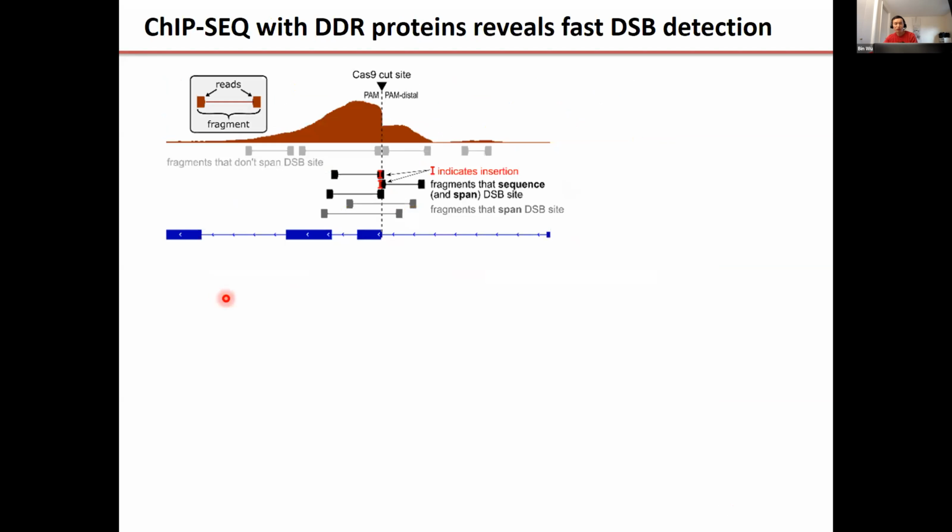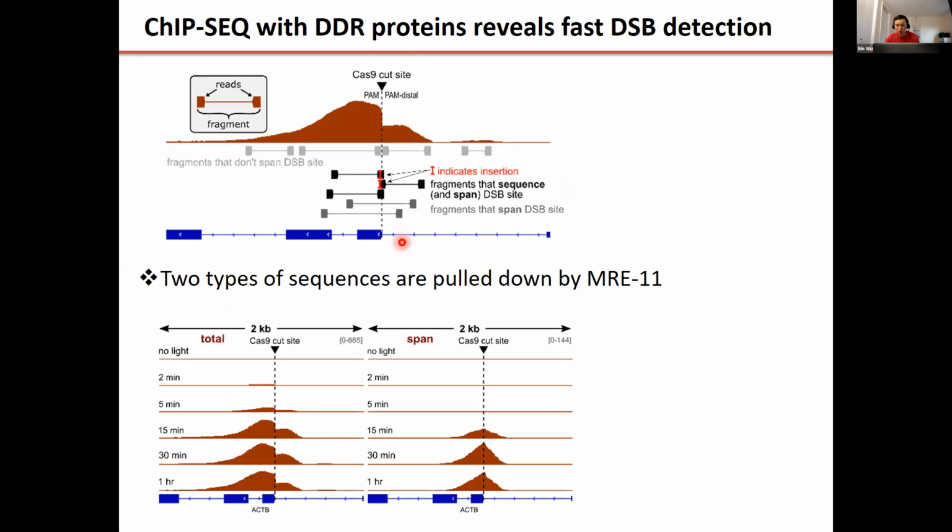We use the chromatin immunoprecipitation method to evaluate the recruitment of DDR proteins to the damaged site. With this method, we use an antibody to pull down the DDR protein and sequence the DNA that precipitated together with the protein. First we did ChIP-seq with MRE11, a component of the MRN complex. There are 2 types of sequence that we can identify. One type ends at the cutting site, which we interpret as cut DNA, and which appears as early as 2 minutes after light exposure, and peaks at around 30 minutes.